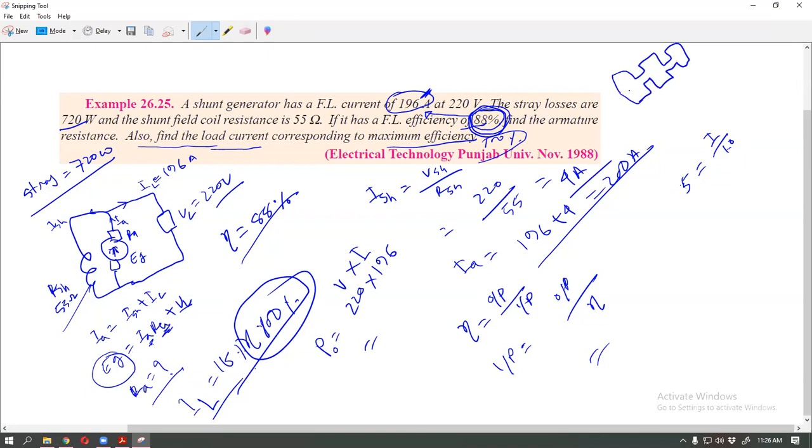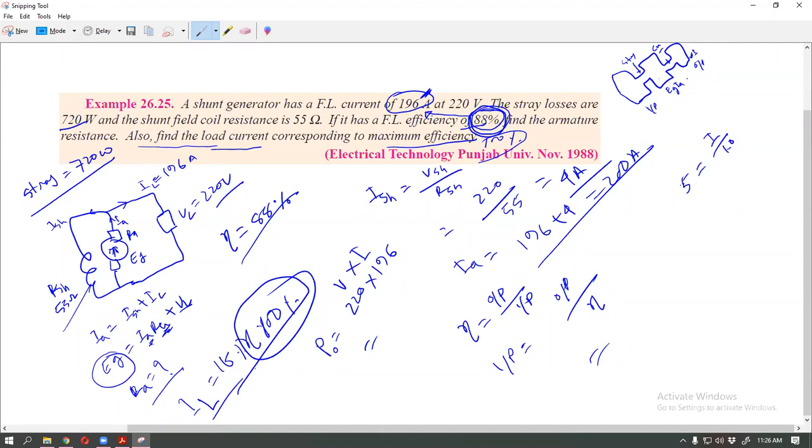You know this is the power stage. So this efficiency is equal to output by input. This is the output and this is the input. You know that this is EaIa, this part, and this part is VI. This loss is iron and friction loss, and this is the copper loss. This part is copper loss. So this is your full power stage.